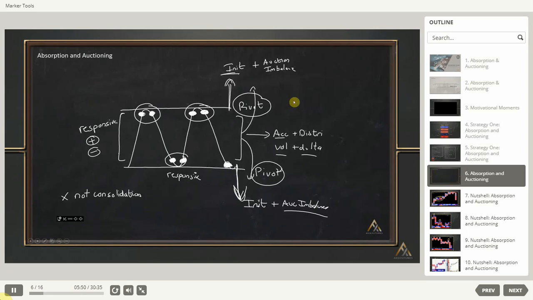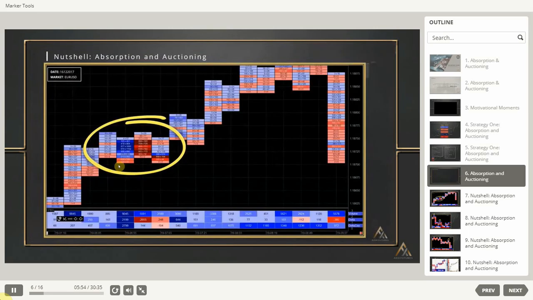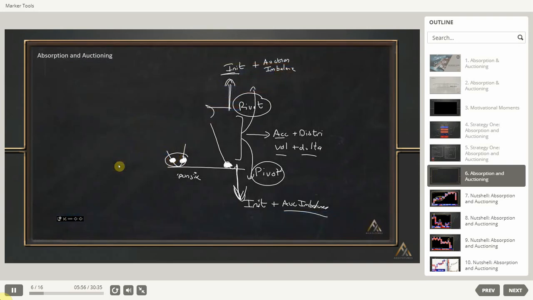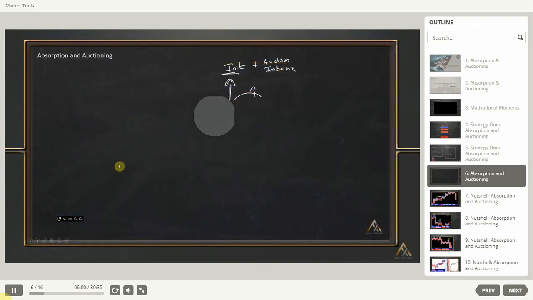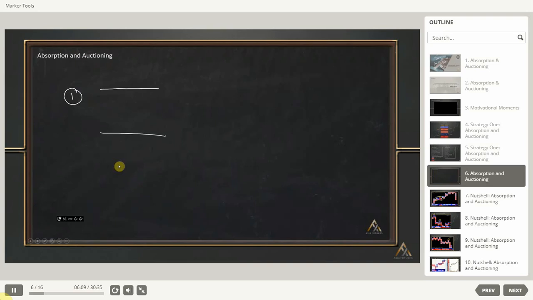In fact, before we move on to the practical examples, let me just show you the three variations that you can expect to see within the absorption and auctioning. Now, the first is obviously, as I showed you, and I'm going to draw these very briefly, so do make a note in your notebook. So the first is obviously where we have a very clear pivot. Again, these lows are not going to be exact every time.